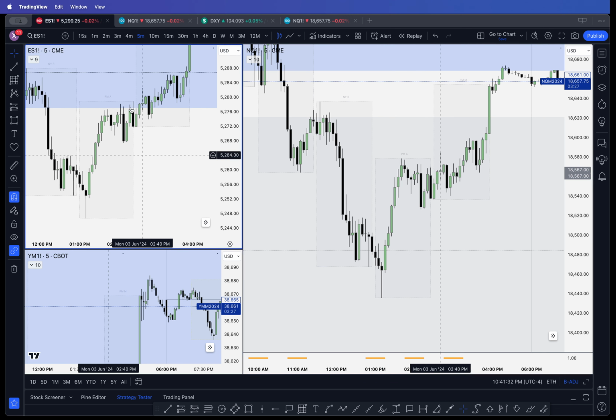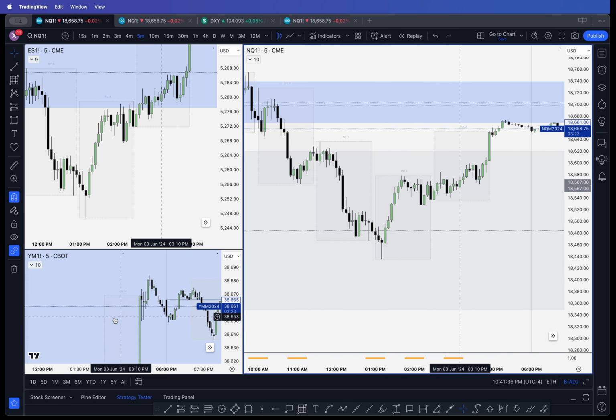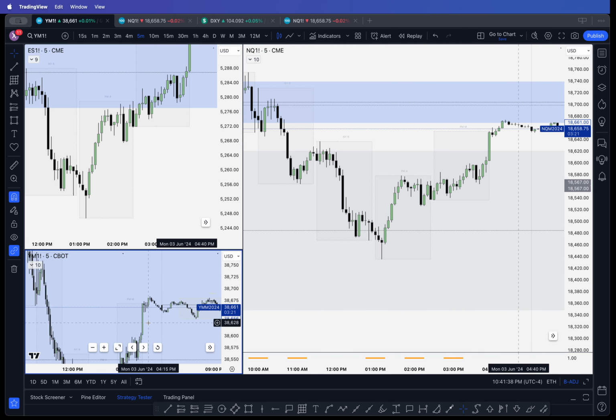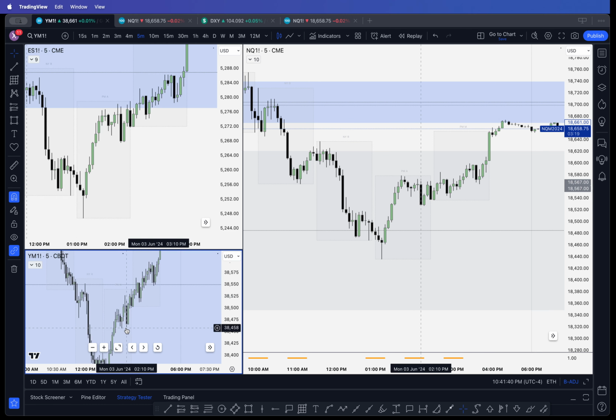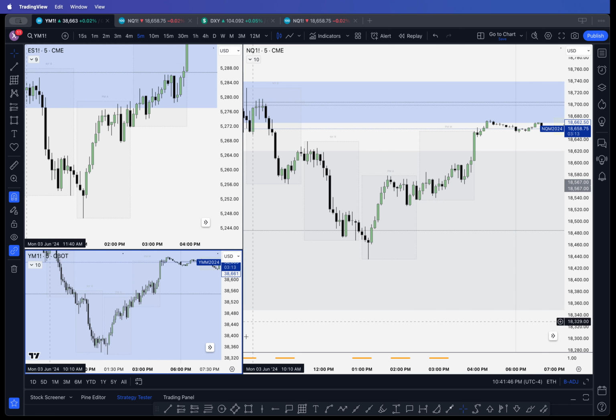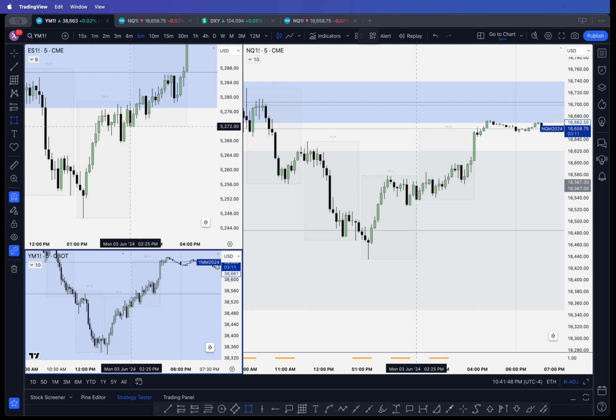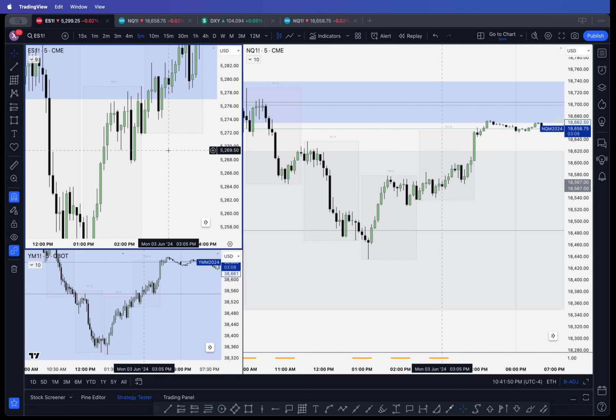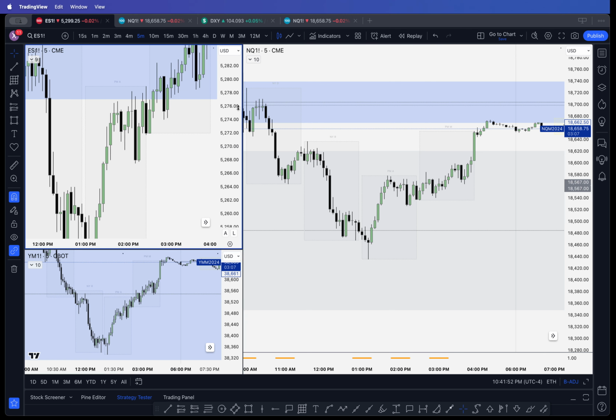Okay, so what is clearly happening here? Everyone tell me. Consolidation or expansion? Consolidation. Why is it a consolidation and not an expansion? It's in a range. It's not the wicks. The bodies are closing within. Nice. Okay. Bodies in the range.